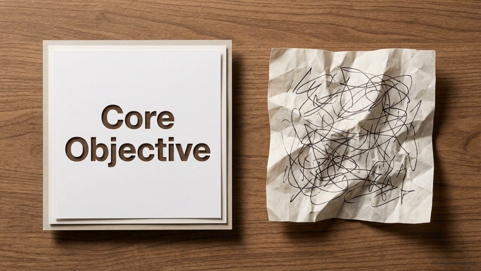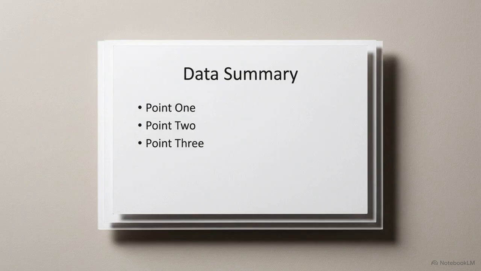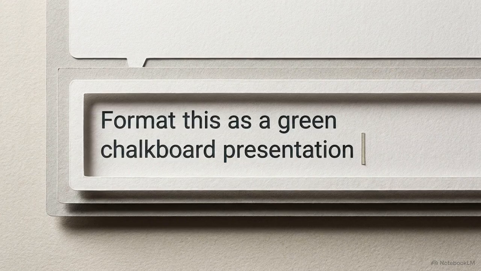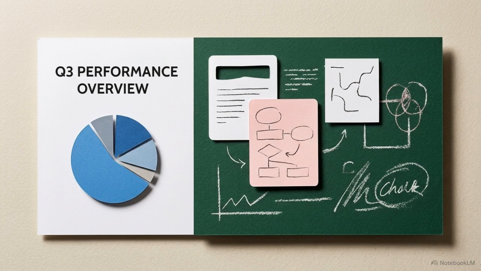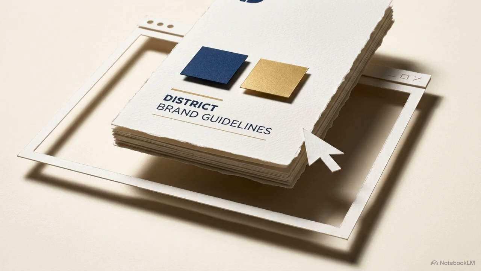Standard AI outputs can feel cold or overly formal for a classroom setting. You can change the tone by using specific style prompts. For example, you can take the AI's structured text and apply it to a deep green Blackboard theme with a handwritten chalkboard aesthetic. You can also upload your school district style guide as a source to help you match official colors and formatting.